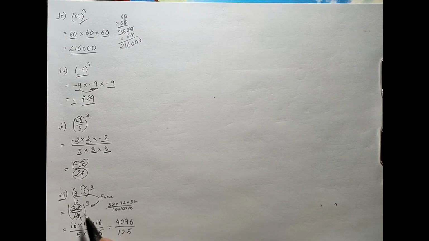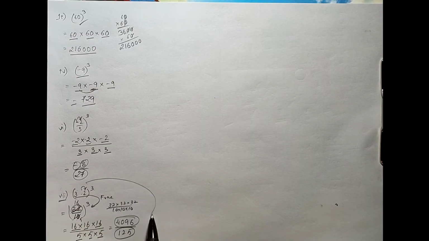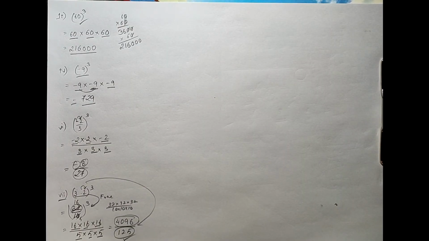But we will not do this because we can cancel, right? We can cancel by 2. 2 16s are 32, 2 5s are 10, so it will simply become 16 into 16 into 16 divided by 5 into 5 into 5. Now 16 into 16 is 4096, and 5 into 5 is 125. So this will become 4096 by 125.